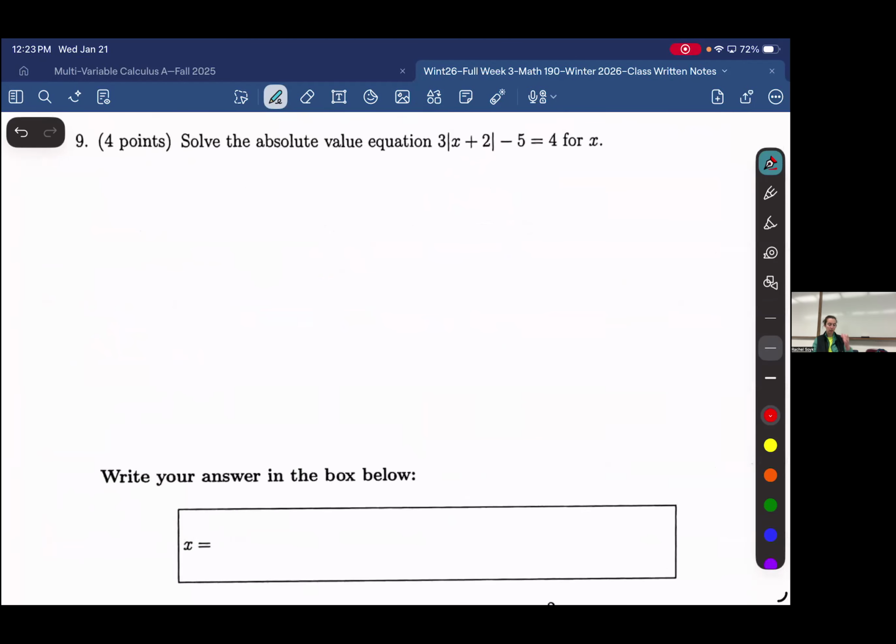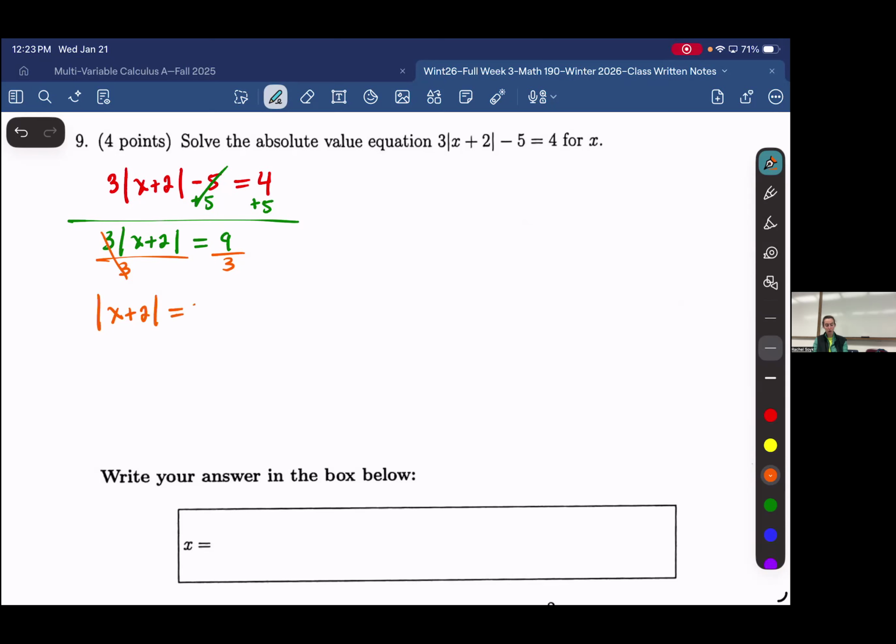Okay, question 9. We have to solve the absolute value equation. We're given 3 times the absolute value of x plus 2, minus 5, is equal to 4. We want to find our solutions for x. Anytime you're dealing with absolute value, you want to get the absolute value all by itself first. So we're going to add 5 to both sides, and then divide both sides by 3. And then we can jump into our positive and negative cases.